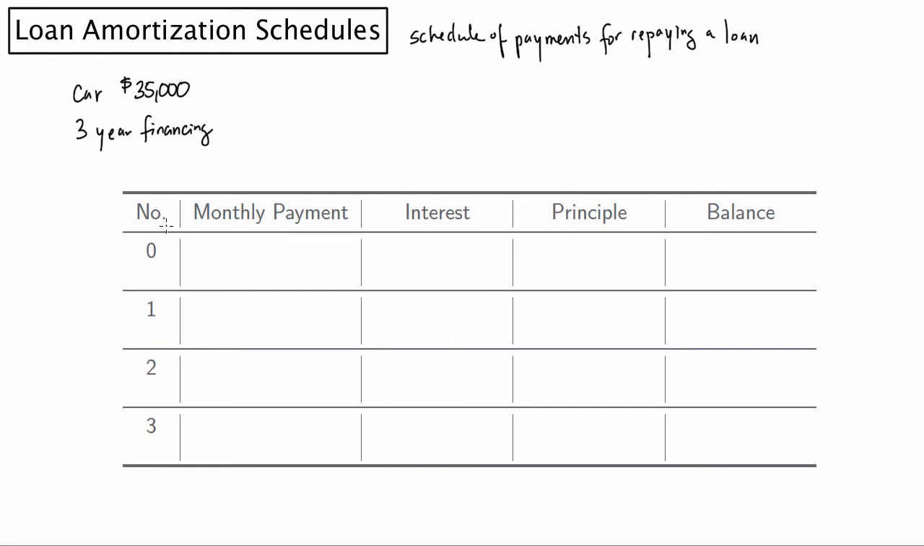Financing means that you don't have the money right away, so you're going to have to take out a loan. Suppose that your interest rate here is 8%, and that's an annual rate, but you're going to be making monthly payments, so this is being compounded monthly.